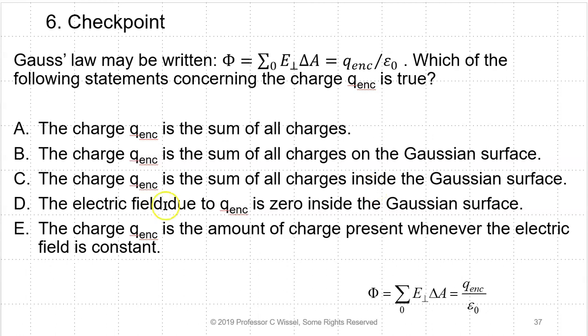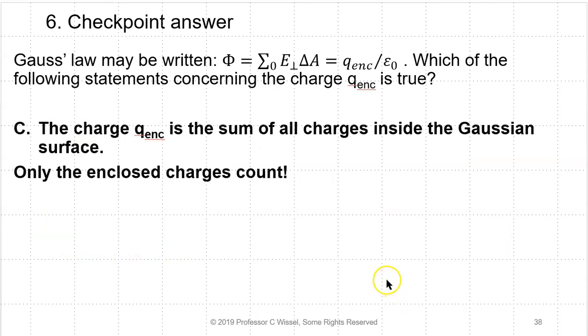Always read everything. The electric field due to Q encloses zero inside the Gaussian surface. Not necessarily true. The charge Q encloses the amount of charge present whenever the electric field is constant. No. So D is no, E is no, A and B are no. C is the only correct answer. The charge Q encloses the sum of all charges inside the Gaussian surface.